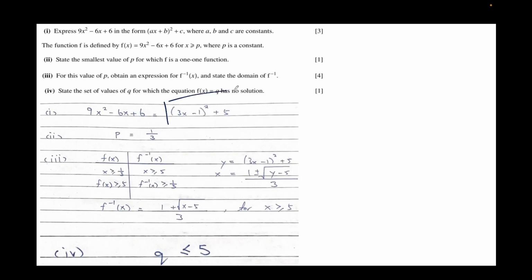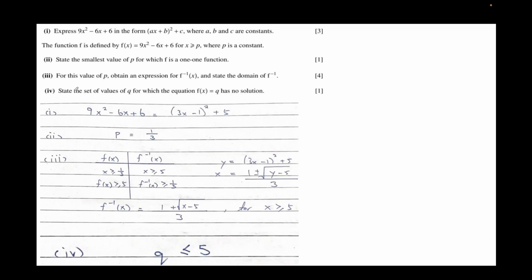So you can use this particular form to find the smallest possible point, which is when x is equal to 1/3. And that's how you found p is equal to 1/3. Because when x is equal to 1/3, that's where the smallest possible point occurs. And if you do x bigger than or equal to 1/3, that's where you're going to get the smallest possible value for the domain over here, to make it 1-to-1.